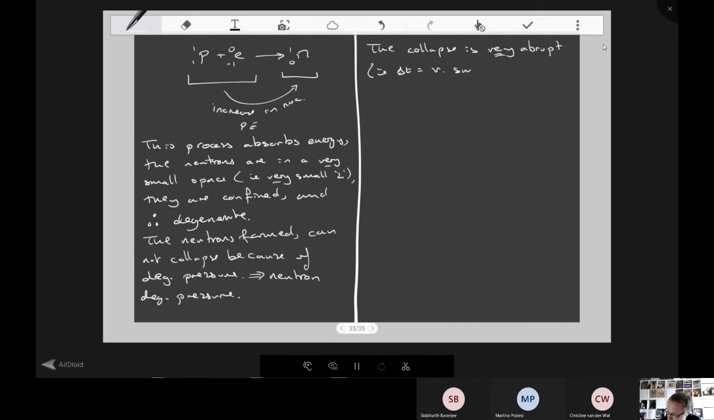It happens in a very small period of time, and a huge shock wave is produced, which is called a supernova. A supernova is the most explosive event that we think is possible, as far as we're aware, in the universe.